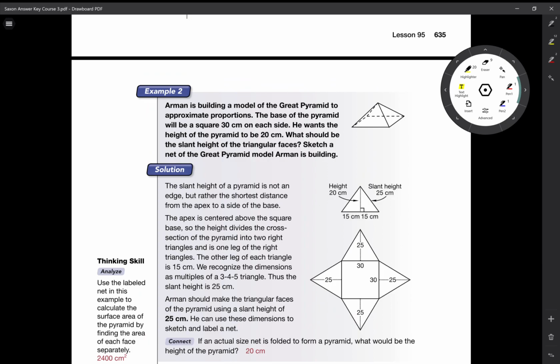Okay, so now here they're talking about Armin building a model of a great pyramid to approximate proportions. The base of the pyramid will be a square 30 centimeters on each side. So they show that 30, 30, 30, 30. He wants the height of the pyramid to be 20 centimeters. So measuring from the very middle to the very top, he wants that to be 20. They show that here.